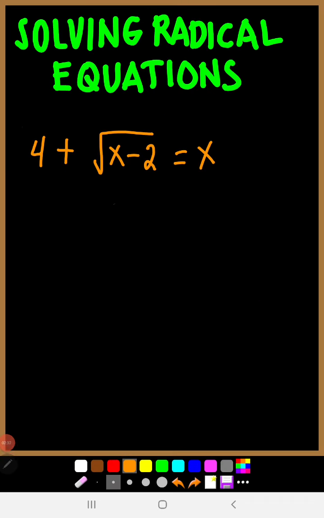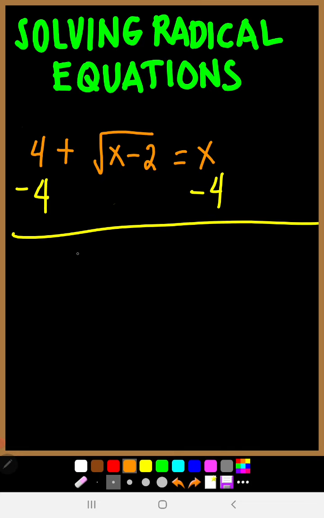Third example, we have 4 plus square root of x minus 2 is equal to x. So, dito, bago tayo mag-raise to a power, mas maganda siguro if we put on one side lahat ng radical expressions sa left side, and then lahat ng walang radical expression sa right side. So, alisin natin si positive 4. So, to be able to do that, we have to subtract 4 on this side and subtract 4 on the other side.